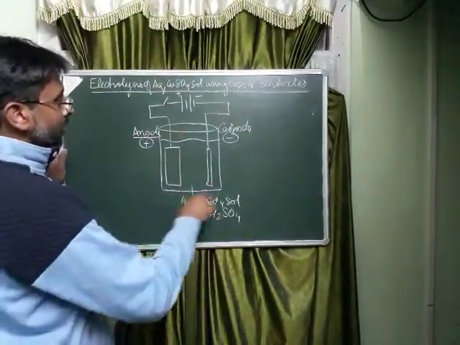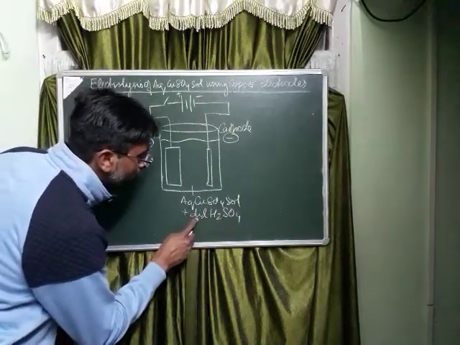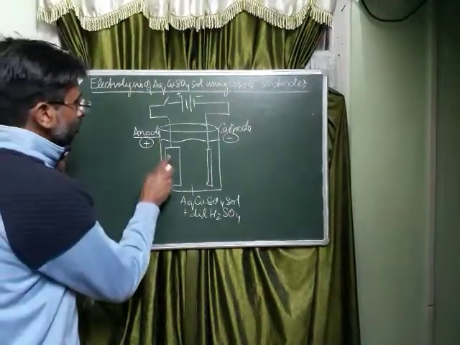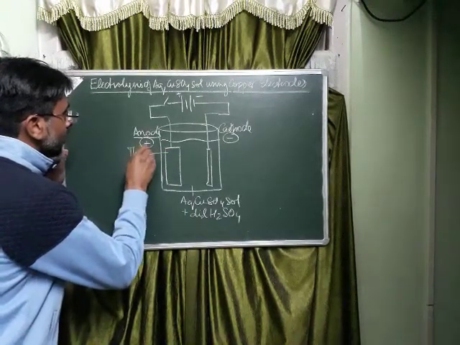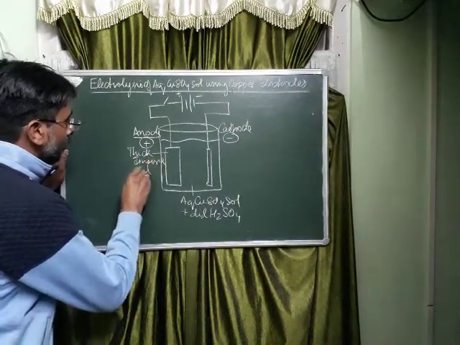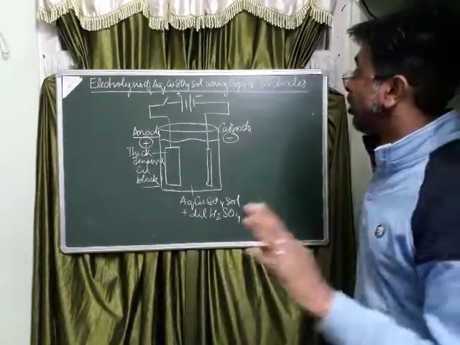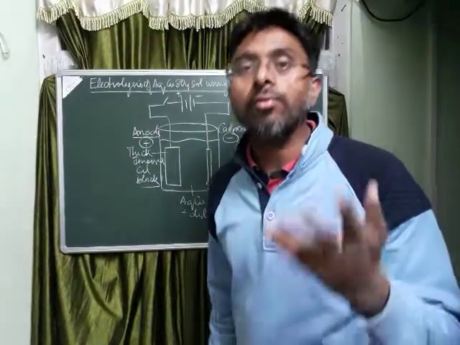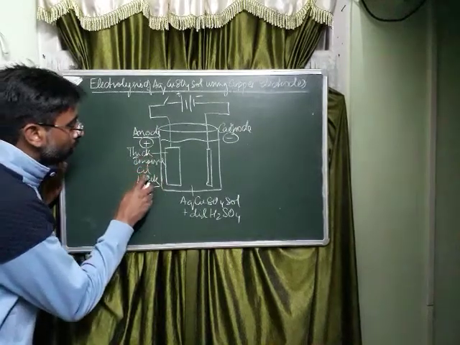Now again there is a container. The electrolyte is aqueous copper sulphate solution containing few drops of dilute sulfuric acid to increase the conductivity. Now the anode is made of thick impure copper block, because this electrolysis is also an example of electrorefining of copper metal. So that's why the anode is made up of thick impure copper block.